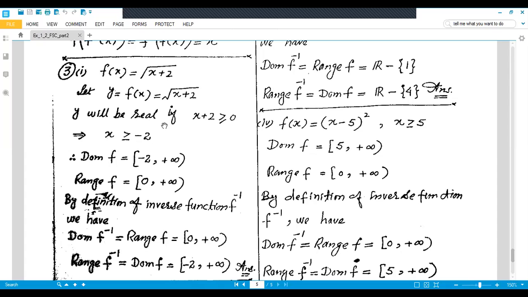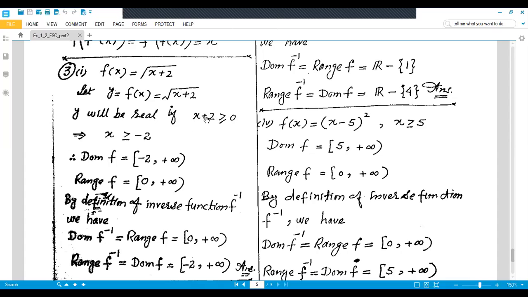So y will be real if x plus 2 is greater than or equal to 0. How? Look, if it is less than 0, you know that it will be the square root of a negative value, and the square root of a negative value is an imaginary number. The square root of minus 1 is an imaginary number. So y will be real if x plus 2 is greater than or equal to 0.